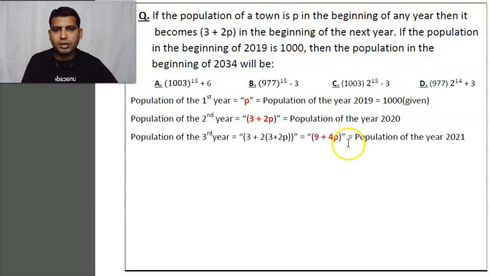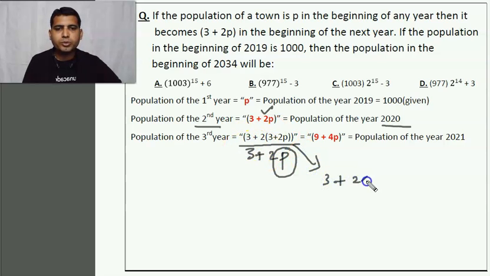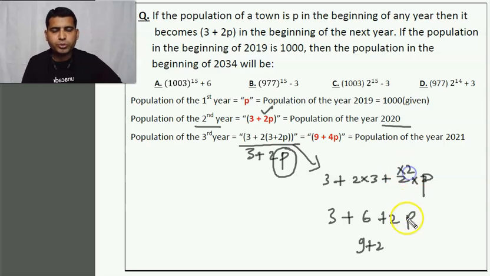Now let's proceed to the population of the third year, which will again be in the format of 3 plus 2p, where p will be equal to the population of the second year, which is 3 plus 2p. So here this population is again in the format of 3 plus 2p, but p here is the population of year 2020, which is the second year. After solving this, 3 plus 2 into (3 plus 2p), we will get 3 plus 6 plus 4p, which is equal to 9 plus 4p.